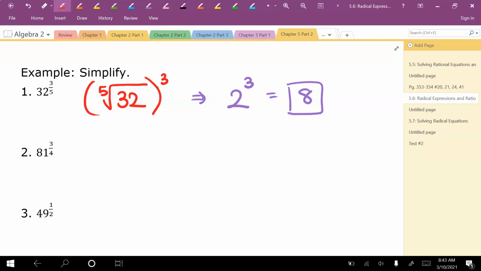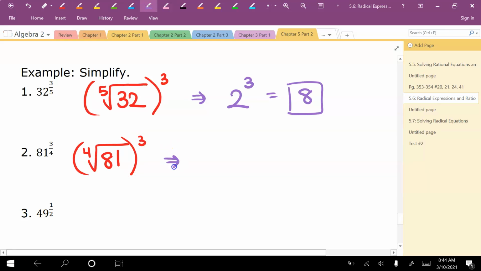Okay, so for number 2, I have 81 to the 3/4 power. So I'm going to take the 4th root of 81 and then raise that to the 3rd power. Or take 81 to the 3rd power first and then take the 4th root of that. The 4th root of 81 is a 3. So then I have 3 to the 3rd power. What is 3 to the 3rd power? So 27.